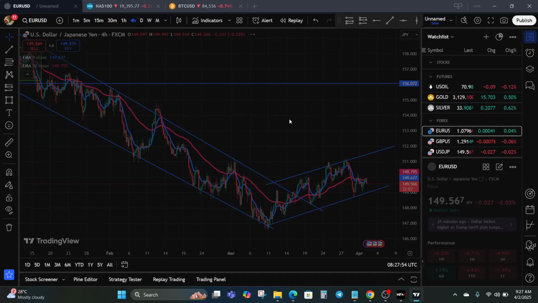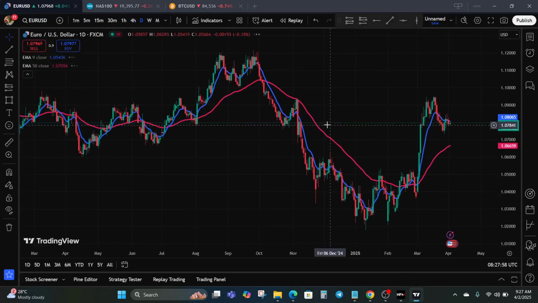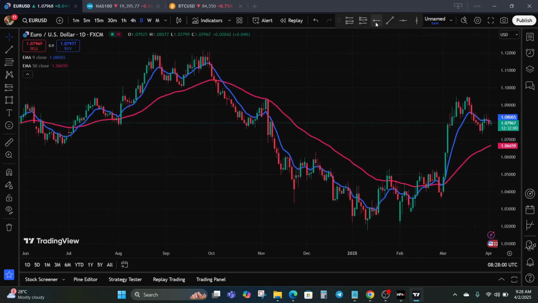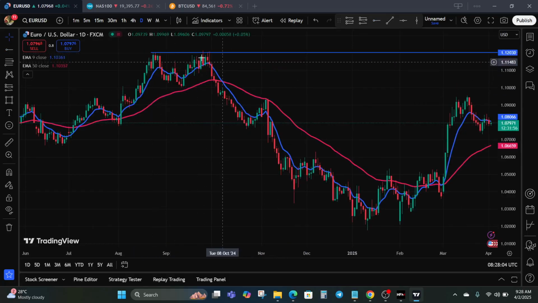For example, we can see an example of a double top here. It's a price action reversal pattern. Double tops and double bottoms are classic reversal patterns that signal trend exhaustion.